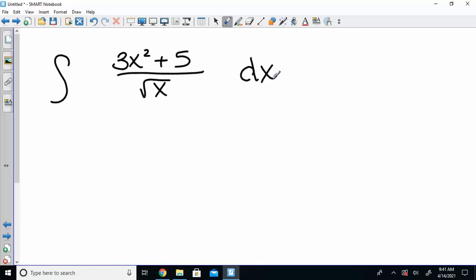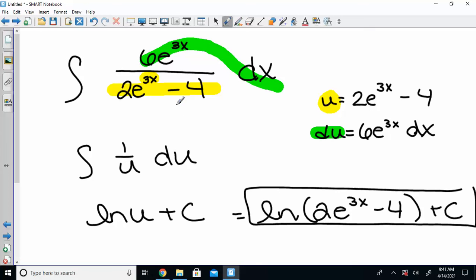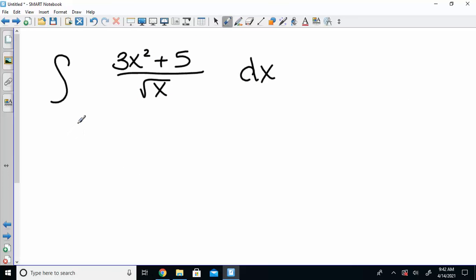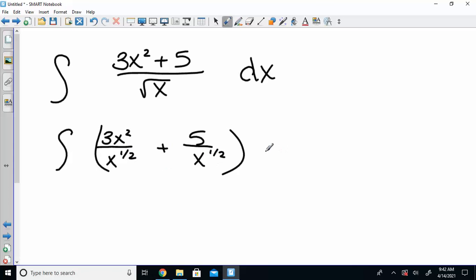Do you guys see the difference between the last problem when I had to do substitution and this one where I don't? Because on the last one you had 2 terms on the bottom, so you couldn't do anything. Since there's only 1 term on the bottom, we can split this up. That's like an x to the 1/2. So don't make life harder than it has to be. If you can simplify first, do that.